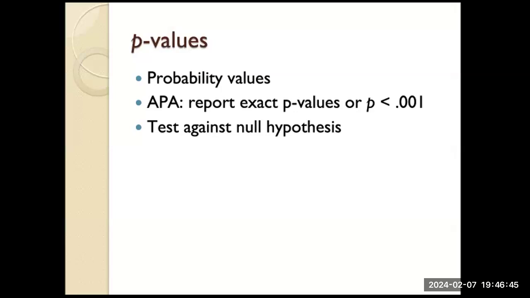We want that very, very low p-value because what that means is that there is a very low probability that the results we found in the sample only happened by chance. We believe that if we were to conduct the study 100 times in the population, we are likely to find a similar result. That's really what we're saying.